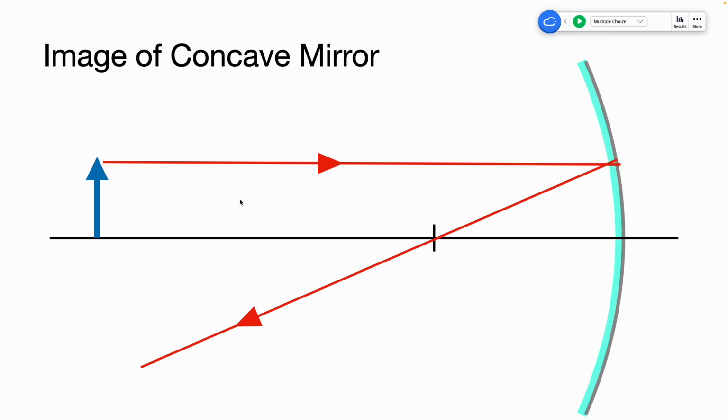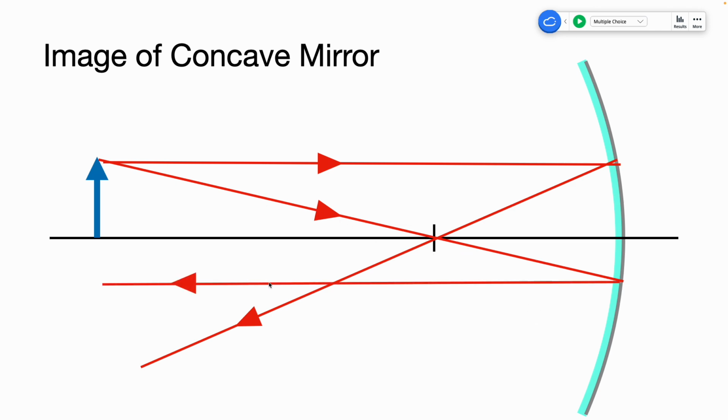Now, just one line can only tell us that the image of this arrow will be some point on this line, but we don't know exactly which point yet. Therefore, we must draw another light ray to help us figure out the location of the image. The other one we choose will be the one that passes through the focal point, because we know if this light ray passes through the focal point, it will be reflected parallel to the optical axis.